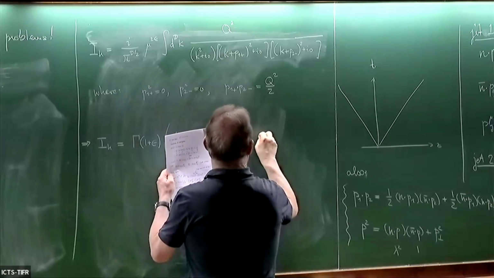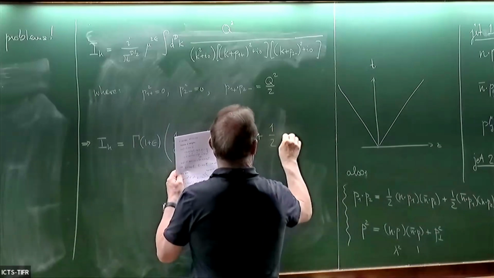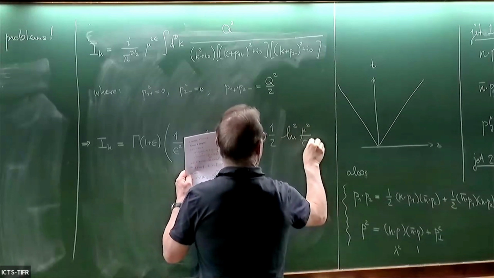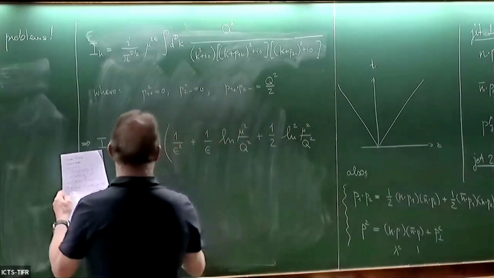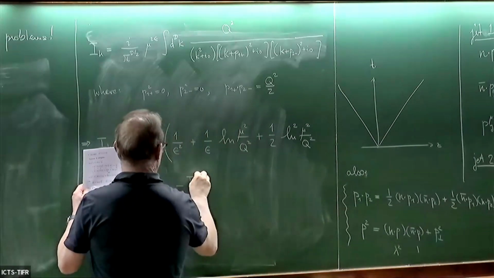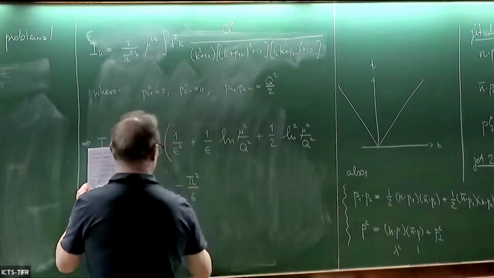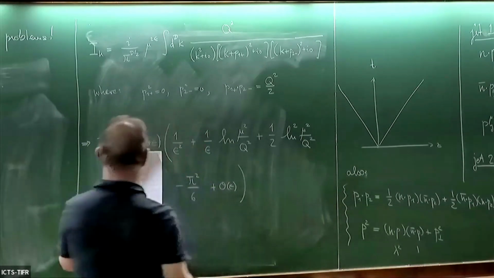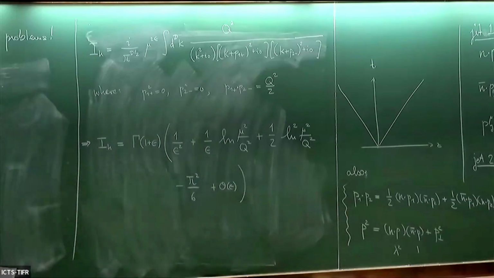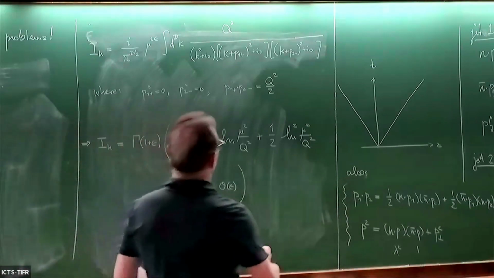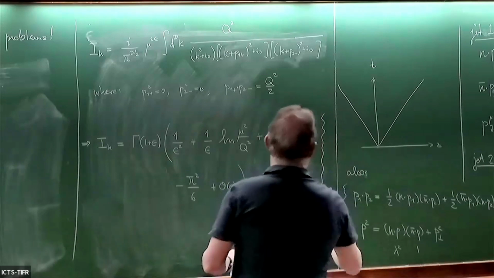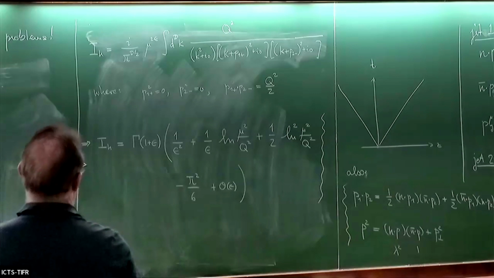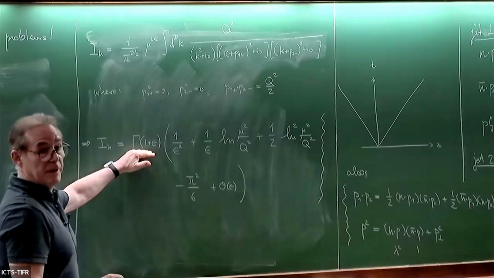Then there is a double logarithmic term, 1/2 log squared, mu squared over q squared, minus pi squared over 6, plus terms of order epsilon, which I'm not writing out. I was doing the expansion in epsilon. Okay, so basically, first of all, this proves that the original integral has a hard region, because this is not power suppressed, this is a leading order contribution.